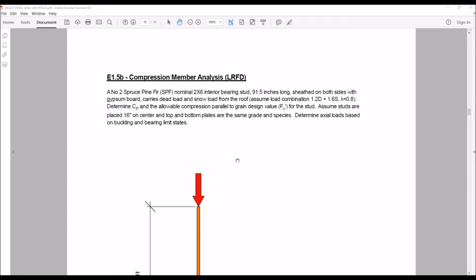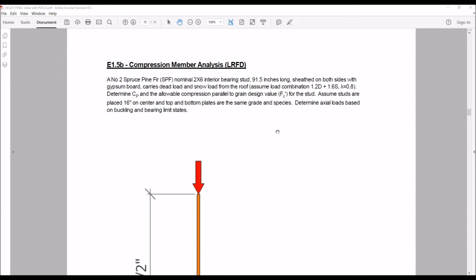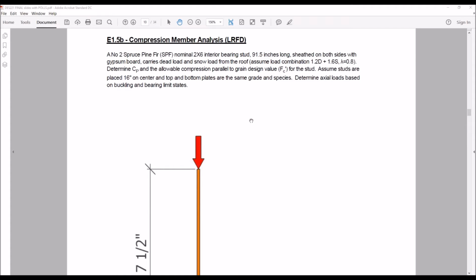It's a 2x6 spruce pine fir interior bearing stud. It's 91.5 inches long, sheathed on both sides with gypsum board, so we're assuming that it is continuously supported on those sides where it's sheathed with that gypsum board. And it only carries dead load and snow load from the roof. We're only checking one load combination in this example. Again, others may apply for your structures, but for this example, we're just going to check this one. So it's 1.2 dead plus 1.6 snow, and we're using lambda equal to 0.8.